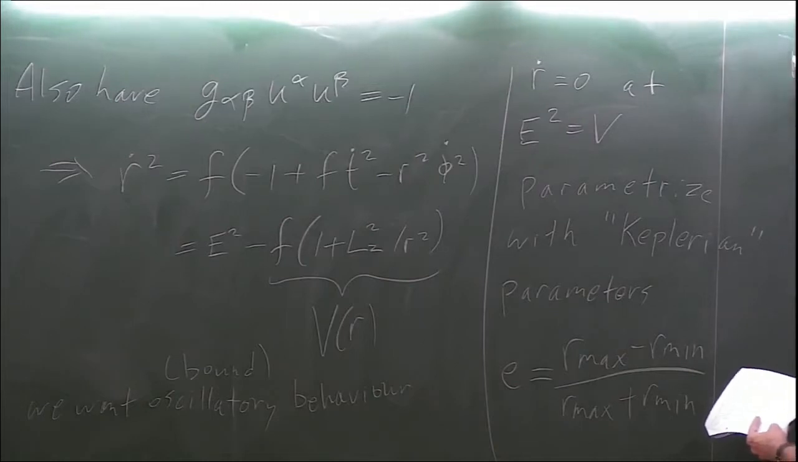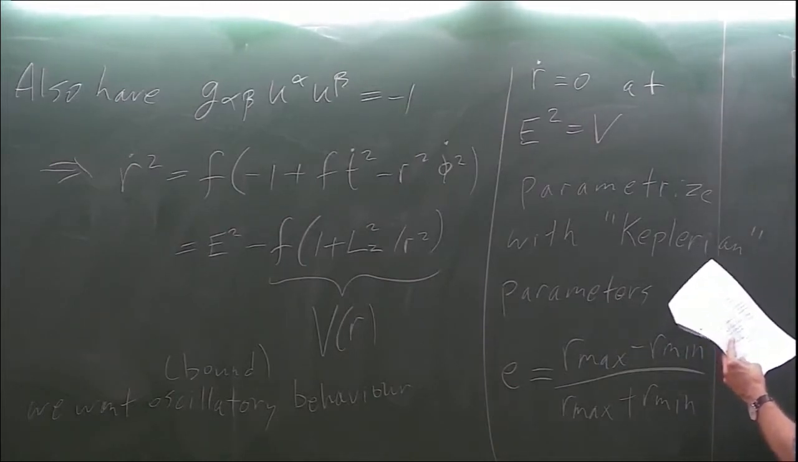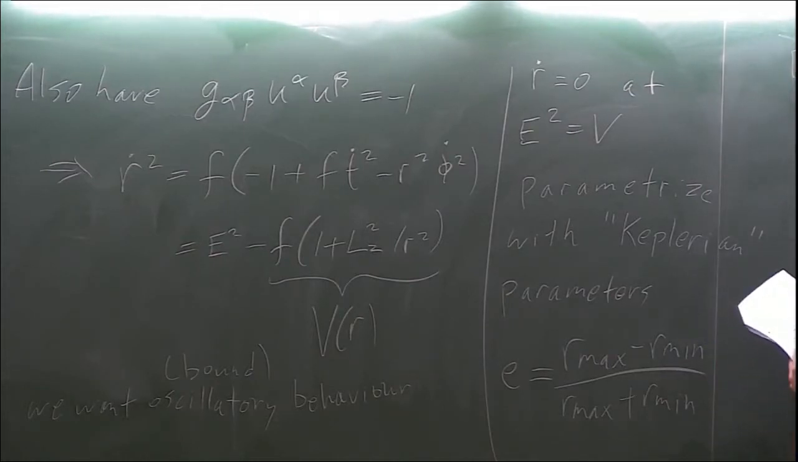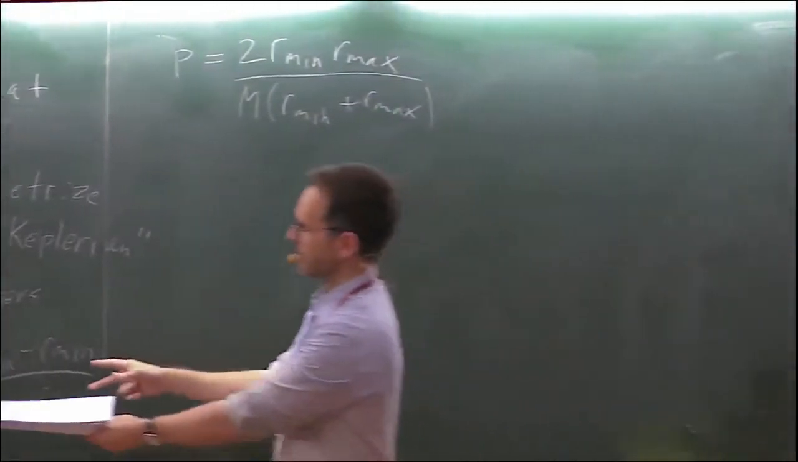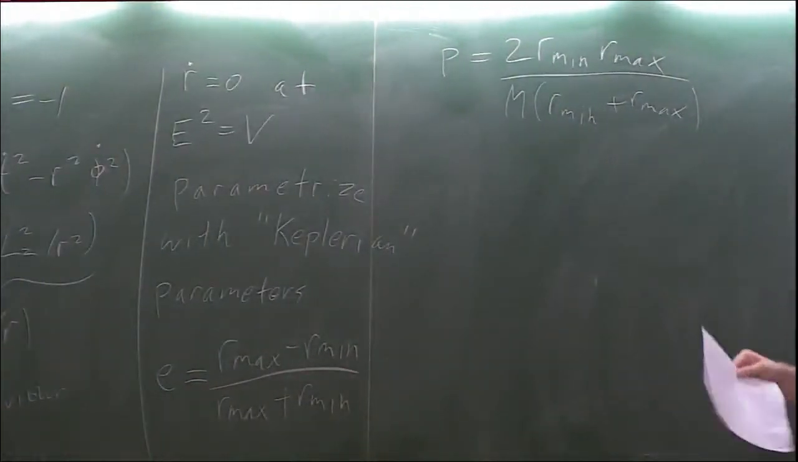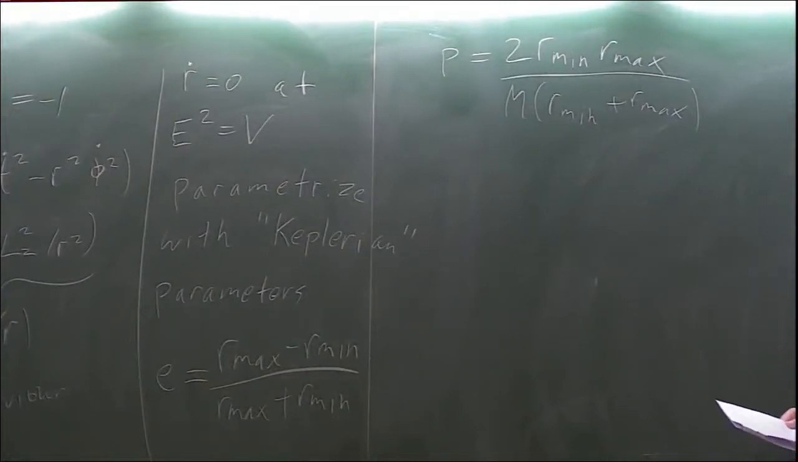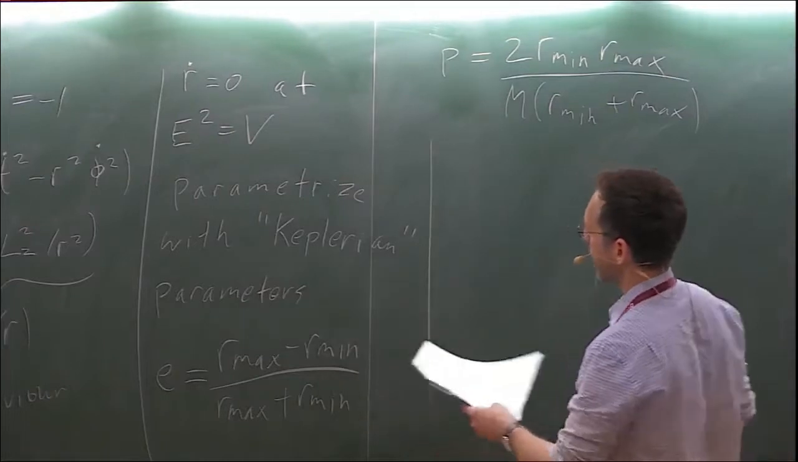And the semilatus rectum is p equals 2 times R min R max over M times (R min plus R max). So this is telling you how far away from circularity you are, and this is telling you basically something about the radius of the orbit, the average radius of the orbit.